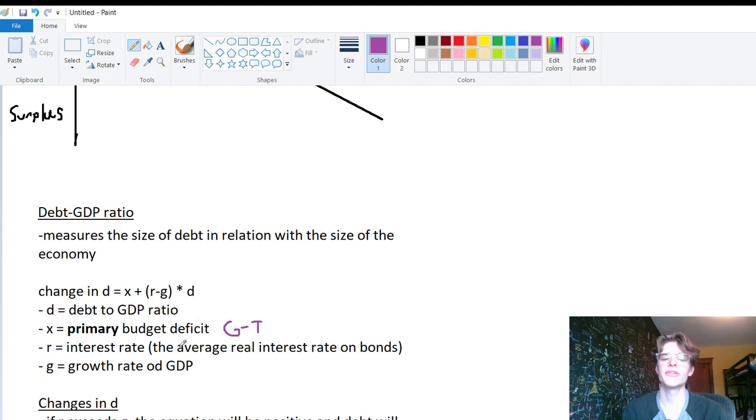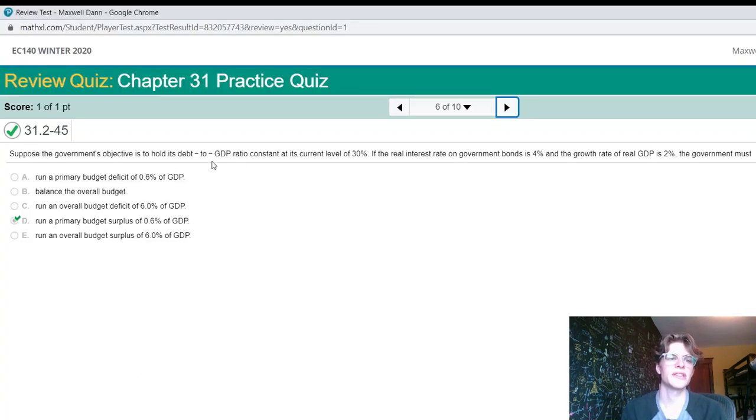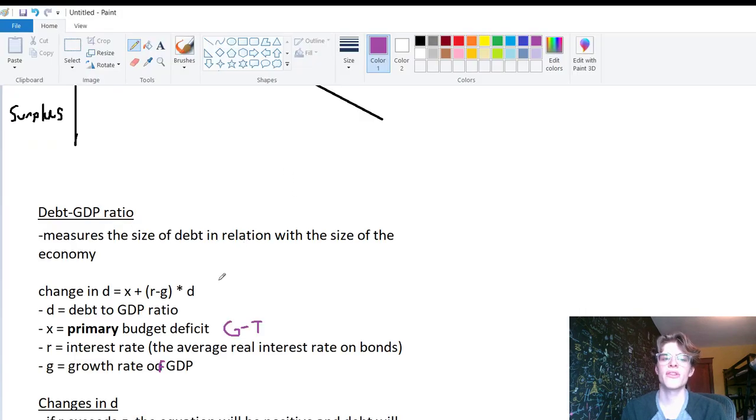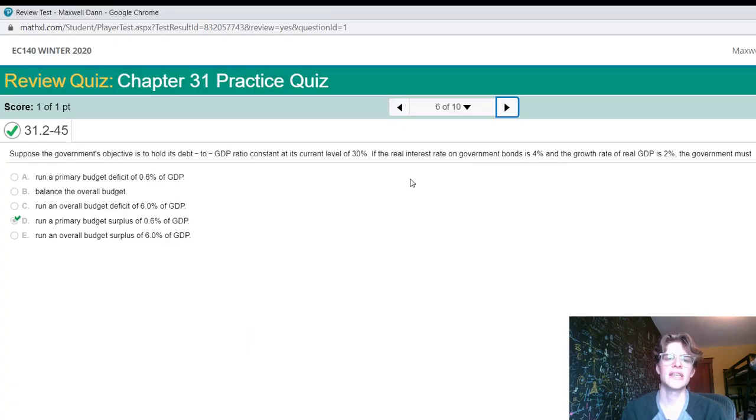R is the interest rate, or it's sometimes more expanded as the average real interest rate on bonds. G is the growth rate of GDP. So in this question, it gives us the ratio. We want the ratio to be held constant, so we want the change in D to be 0. And then it says that the real interest rate on government bonds is 4% and the real growth rate of GDP is 2%. And we want it to maintain its current rate of 30%.